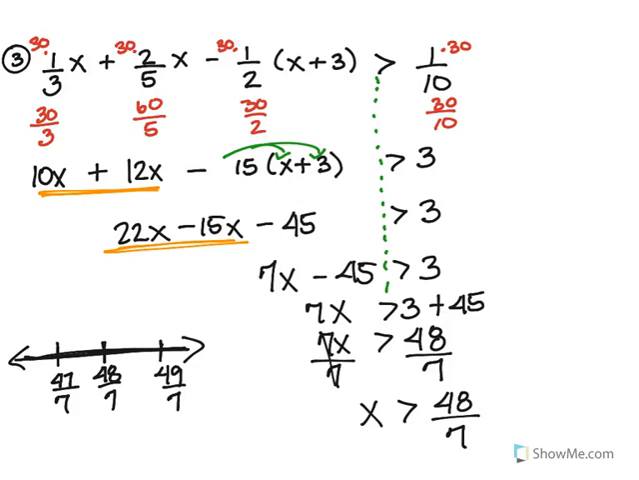And then we're shading which way? To the right. And what symbol is on 48 over 7? Parenthesis. Good. So my interval notation will start with 48 over 7 to what? Positive infinity, both in parentheses. Good.